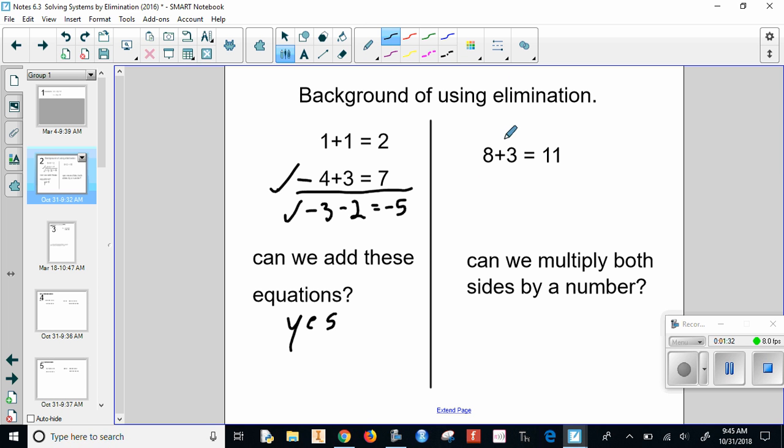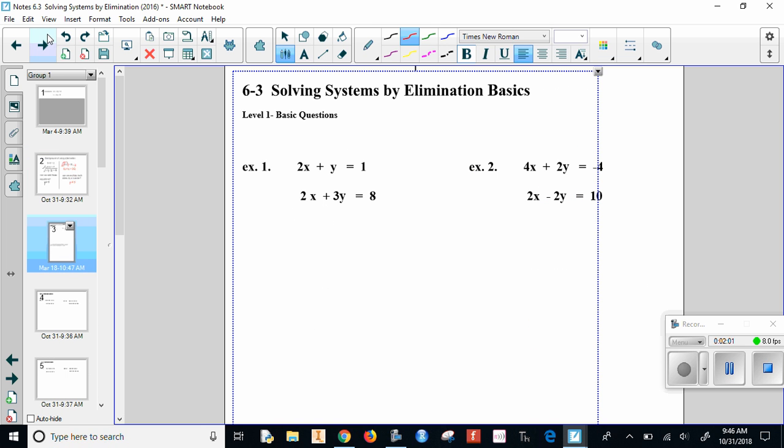Another thing that we need to know is, can you multiply both sides of the equation by something and have it be equal? So if I multiply both sides by 2, notice here I have to multiply over the parentheses, distribute, so I'd have 16 plus 6. Does that equal 22? And the answer is yes. You can multiply the same number on both sides. These two things we'll be using quite a bit in this section.